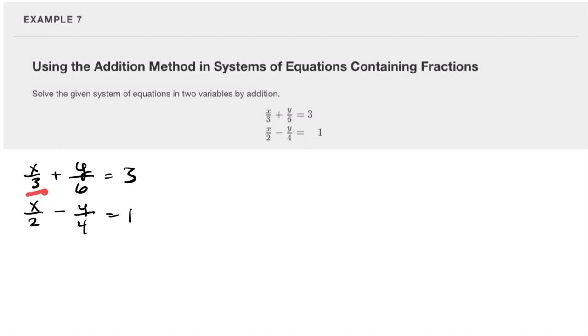Is 12 a multiple of 3? Yes. Is 12 a multiple of 6? Yes. And is 12 a multiple of 4? Yes. So the least common denominator is going to be 12.